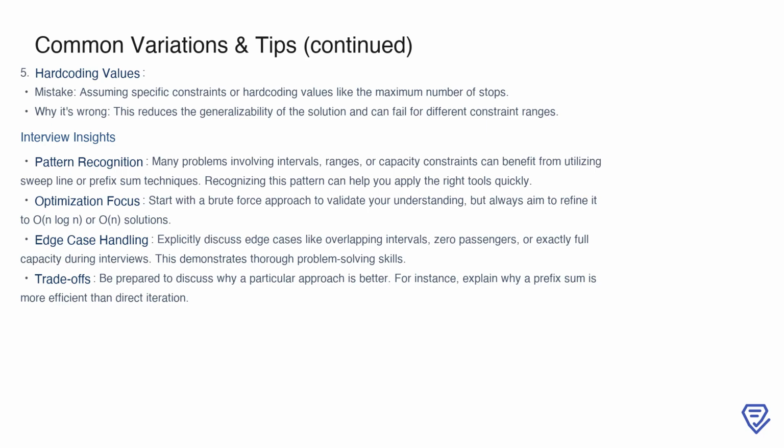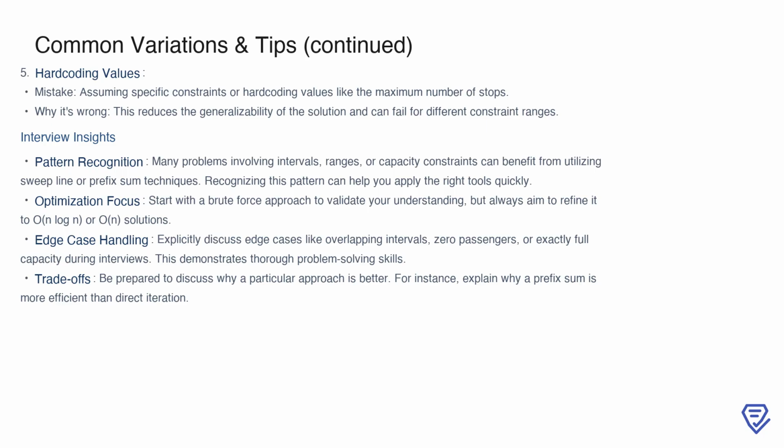It's also important to focus on optimization. While a brute force solution is good for understanding the problem, you should aim to refine it into an O(n log n) or O(n) solution. Always consider edge cases, such as overlapping intervals, trips without passengers, or scenarios where the capacity is matched exactly. Discussing these explicitly demonstrates a thorough approach. Finally, be ready to explain trade-offs. For example, you might highlight why a prefix sum is more efficient compared to directly iterating over the route at each step.